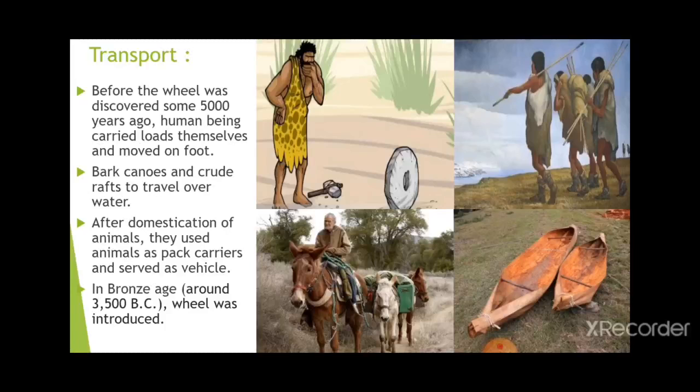And when they started the domestication of animals, they used the animals as pack carriers and as a vehicle. So when the animals were domesticated, they started using them for carrying goods, and people also used them to travel from one place to another.